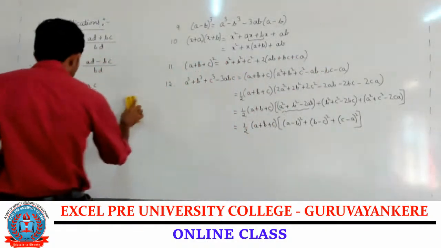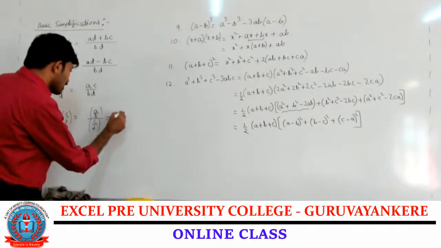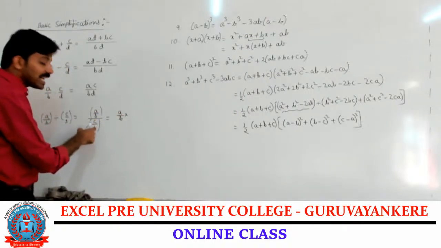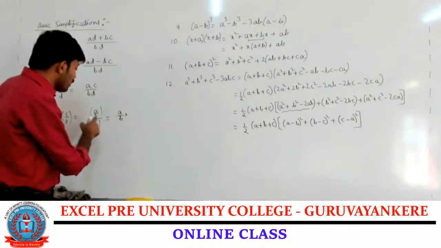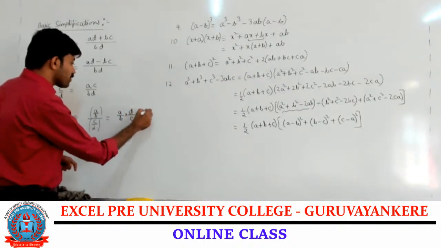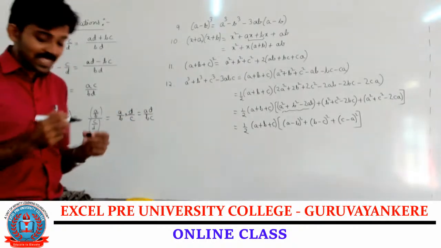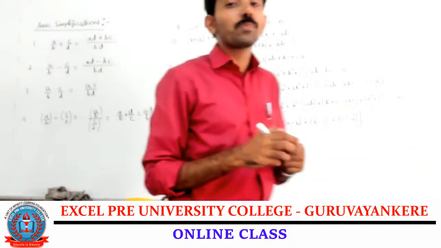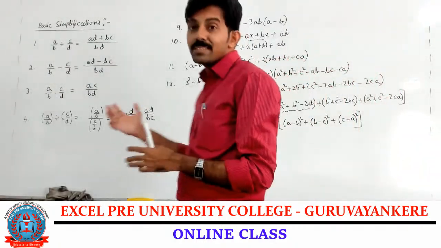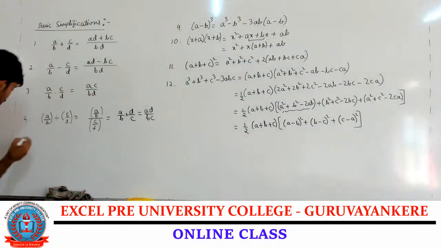If you want to show this, a by b divided by c by d is a by b multiplied by, dividing by c by d is multiplied by the reciprocal. What is reciprocal of c by d? That is d by c. So this becomes ad divided by bc. Learn all these basics, because in the middle of the problem we may require this kind of simplifications. Many students make mistakes in these kinds of simplifications.